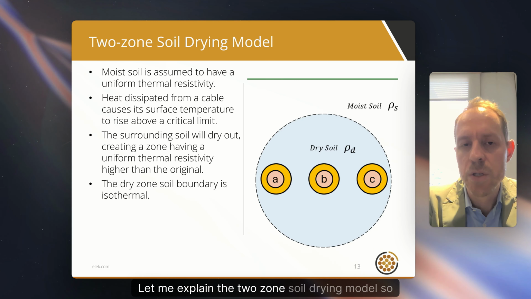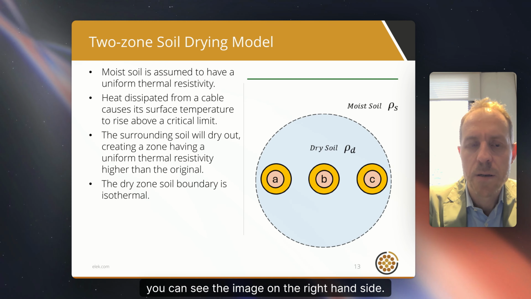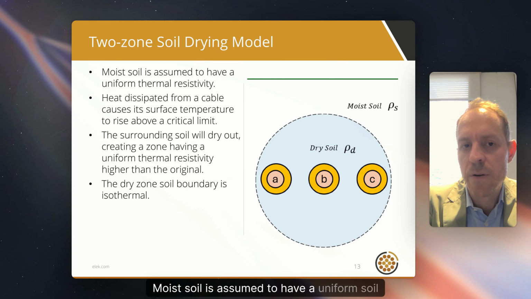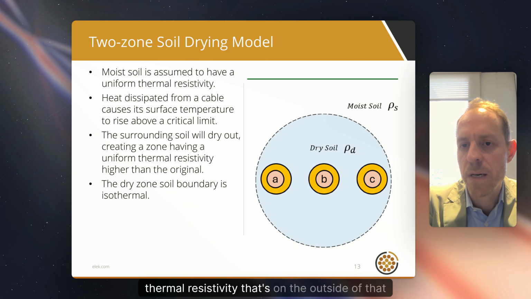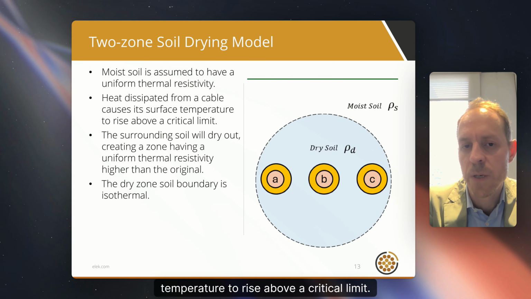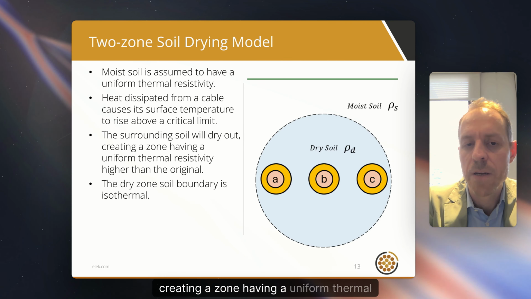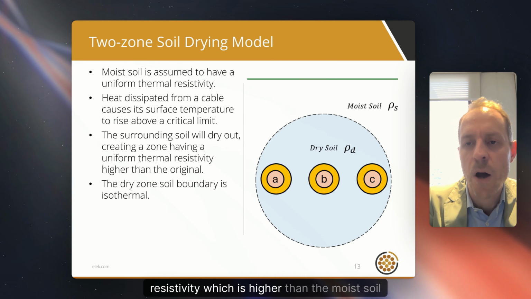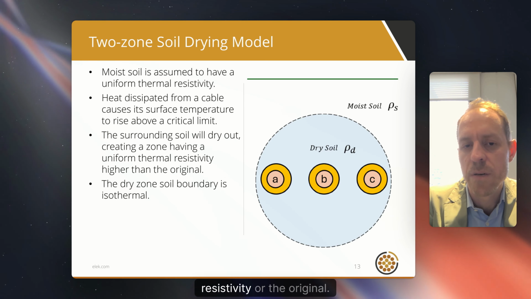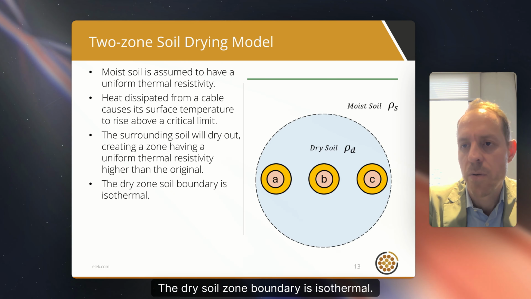Let me explain the two-zone soil drying model. You can see the image on the right-hand side. Moist soil is assumed to have a uniform soil thermal resistivity. That's on the outside of that blue circle. Heat dissipated from a cable causes its surface temperature to rise above a critical limit. The surrounding soil will dry out, creating a zone having a uniform thermal resistivity, which is higher than the moist soil resistivity, or the original. The dry soil zone boundary is isothermal.